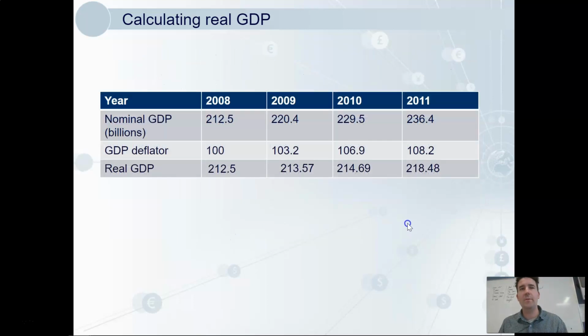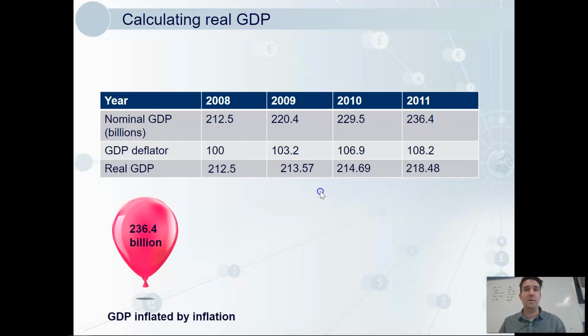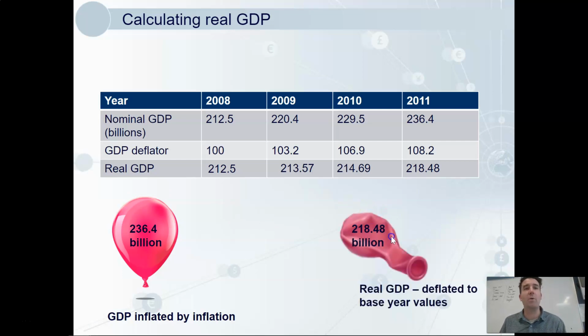Now, students can be a bit confused by the deflator, so I'll try to illustrate it here by looking at GDP figures for 2011. Here we see the nominal GDP, $236.4 billion. This isn't real GDP, this is GDP that's been inflated by inflation. After using the GDP deflator, we find that the real GDP is actually only equal to $218.48 billion. The inflated GDP figure has now been deflated to a number that can be useful for year-to-year comparisons. Now, calculating real GNI uses the exact same process, so we'll be able to transfer that across.